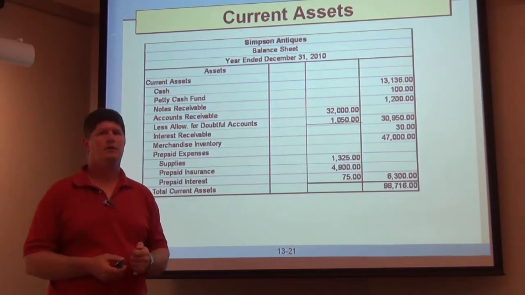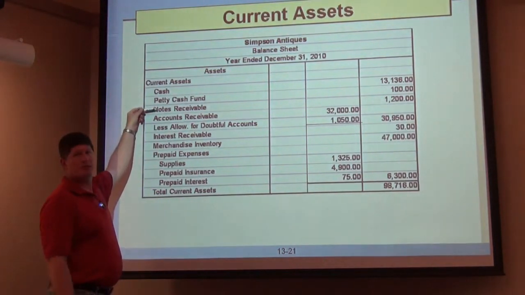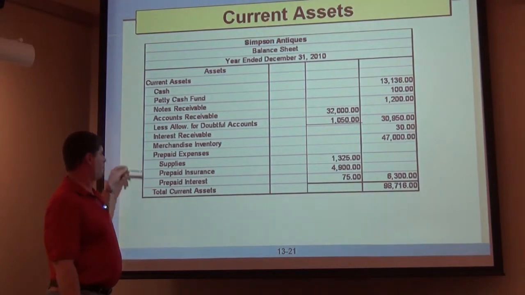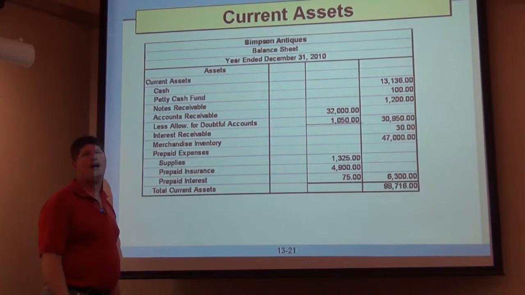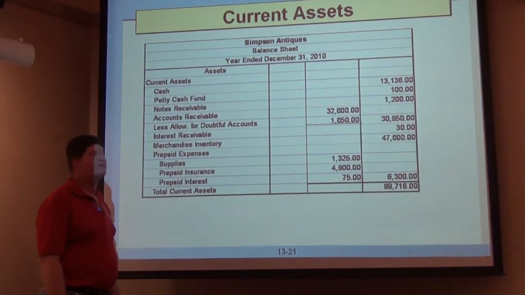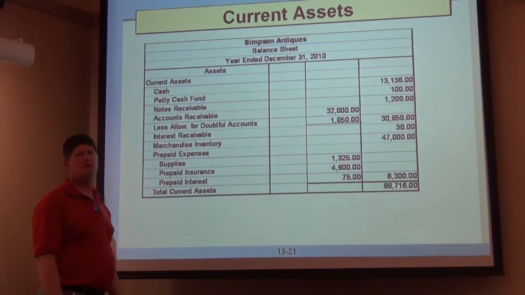And if it was longer than a year, it wouldn't even go on the page to begin with. If this notes receivable was going to get paid off 18 months from now, it would not be in current. It would be in non-current down below, other assets. So I know by where it's placed that it's going to get paid off in less than 30 days.